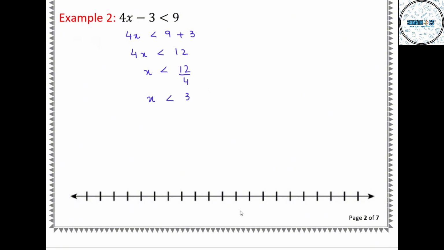If we have to show it on the number line, then we have here x is less than 3. We will mark 3 in the center. We'll make a circle over here. And then we will draw a line in the direction of less than numbers. x is less than 3 means all the numbers which are less than 3, which are there on the left hand side.